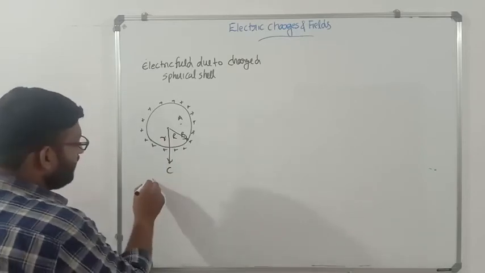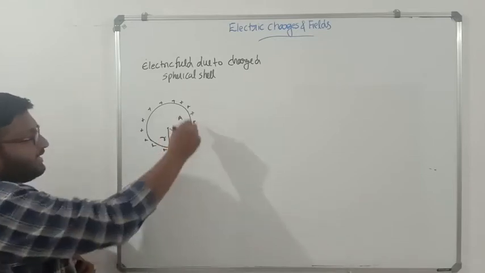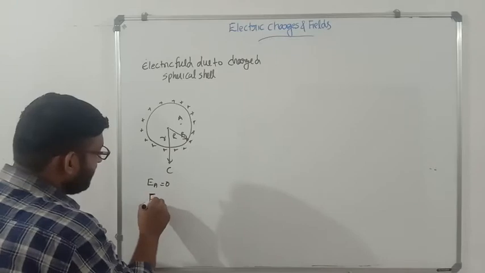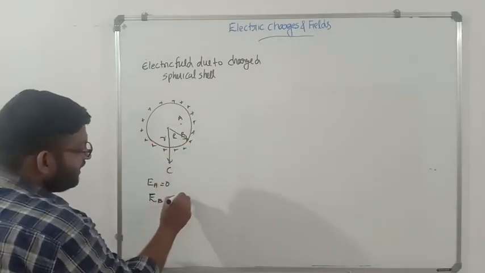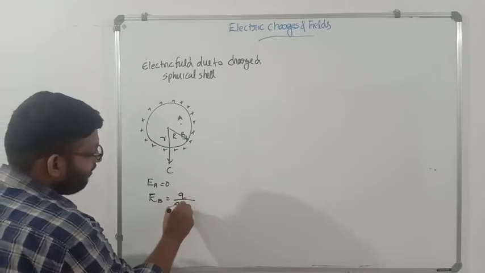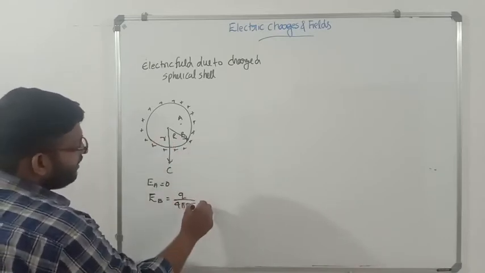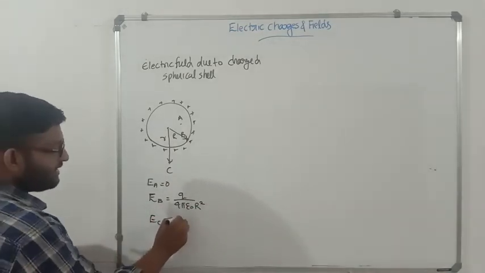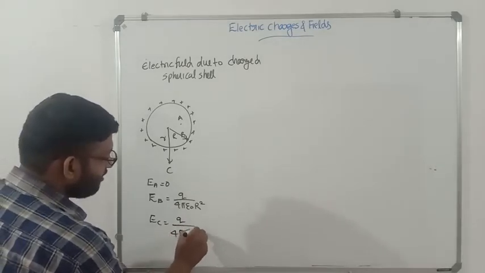Now electric field at A, it is 0. Inside the spherical shell there is no electric field. Electric field at the surface, B is a point on the surface of the shell, that is equal to Q by 4 pi epsilon 0 r square. Okay, now electric field just outside, it is nothing but Q by 4 pi epsilon 0 small r square.